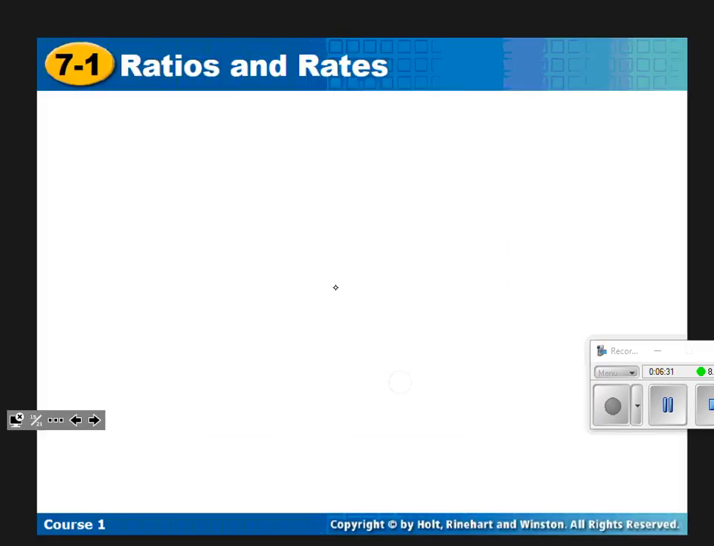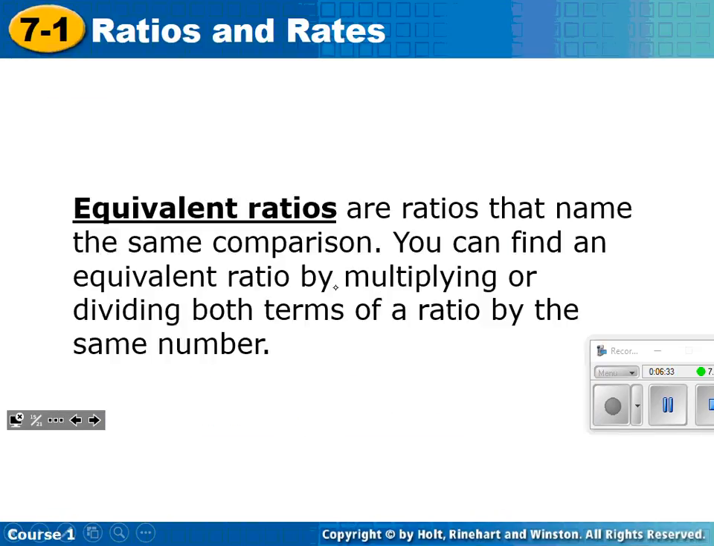Now, here's the next part. Equivalent ratios are ratios that name the same comparison. You find an equivalent ratio by multiplying or dividing both terms of the ratio by the same number. It's just like equivalent fractions. It's the same deal. Okay?